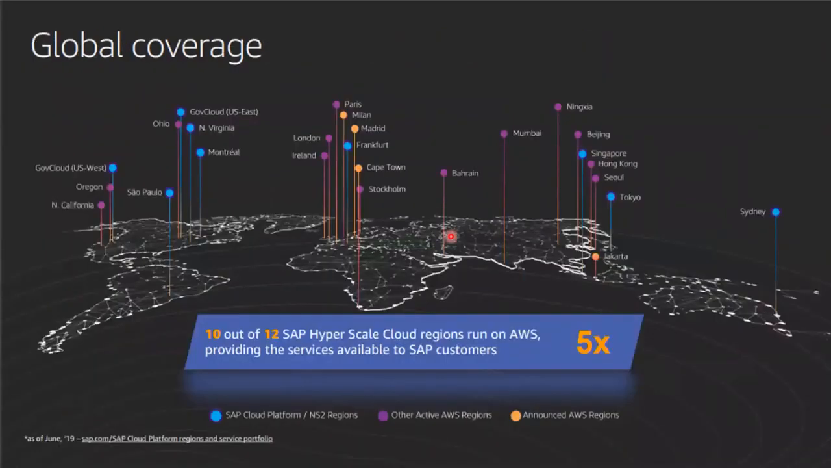AWS has global coverage. We have 22 regions and many others are planned. To give you an idea, these are some of the regions. Yes, we have a region in Africa, South Africa, that's also highlighted. So you can choose any of the regions to deploy or run your SAP workload. All of these regions are available to you, except for the GovCloud.